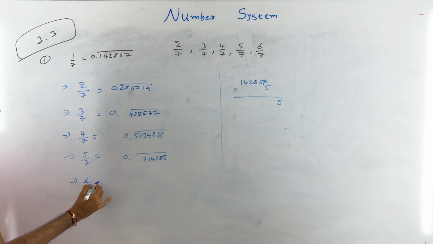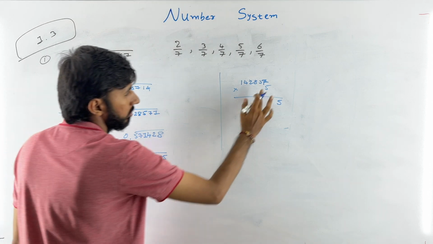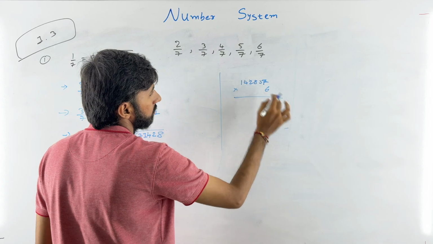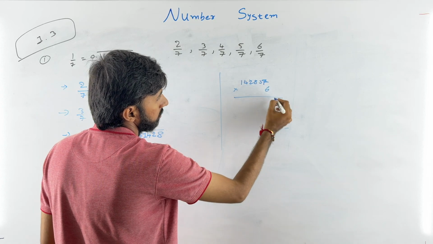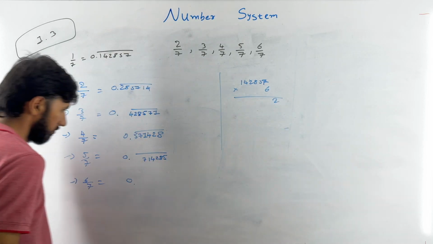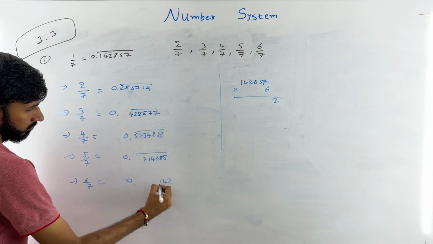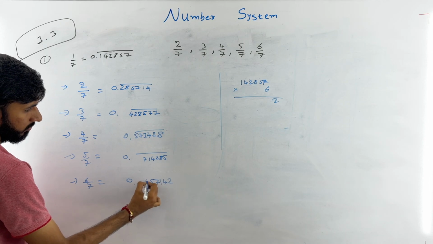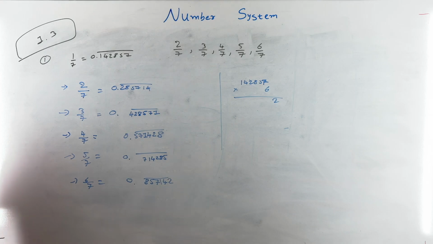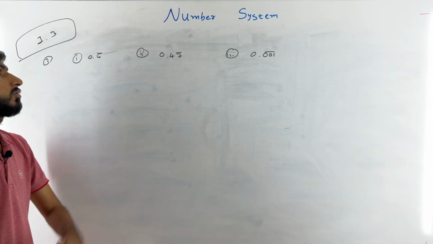Now if you multiply 6 by 7, you have to just multiply 6 here. Answer will become 241758. This will be the answer. Now here we have the third question.